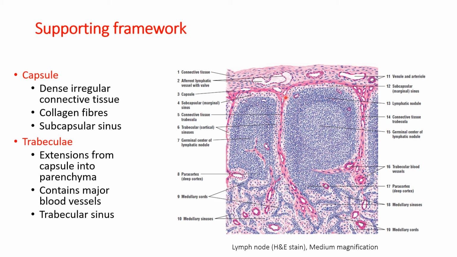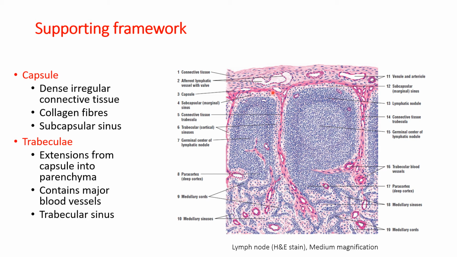Now, just underneath the capsule, there is a slightly pale staining area, which is the subcapsular sinus. This sinus is lined by endothelium, and the afferent lymphatic vessels pierce the capsule and drain their lymph containing the lymphocytes into this region of the subcapsular sinus.